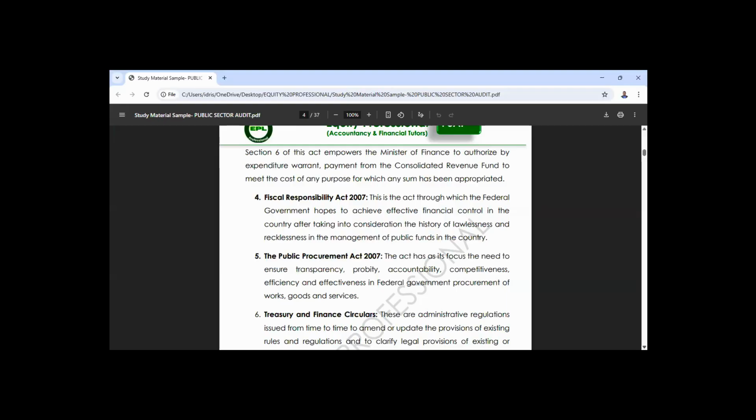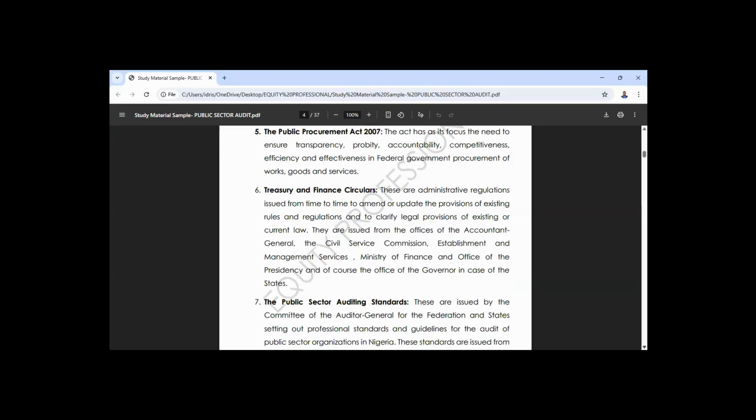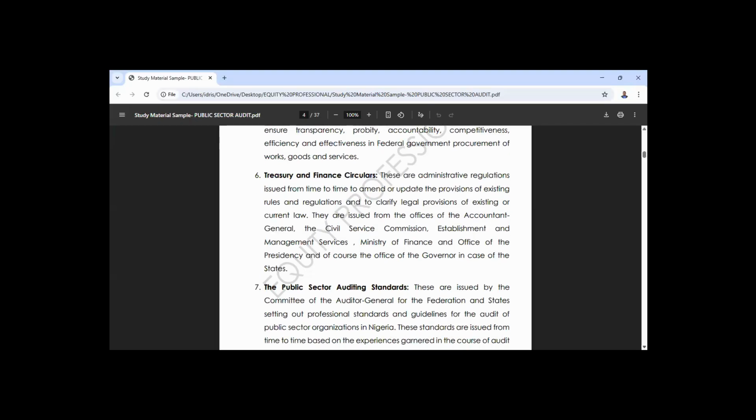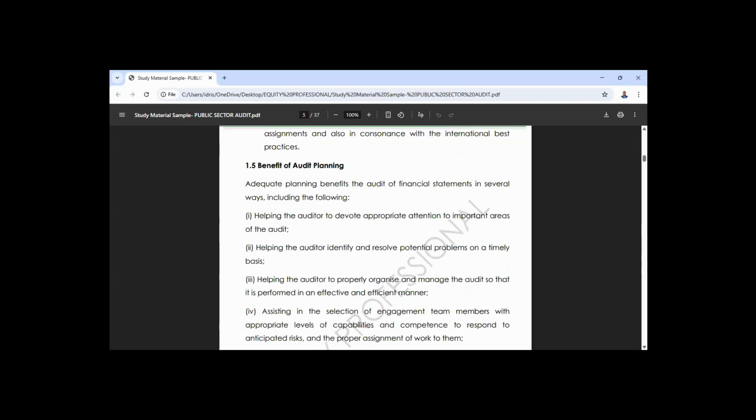We have another one called the Financial Circular. A Financial Circular, or Treasury Circular, is a memo issued from the Accountant General's Office or from the Ministry of Finance, sent to all ministries, agencies and parastatals, guiding them on how they need to prepare their financial statements and how they need to incur expenses from time to time. So all these are the legal and statutory frameworks of public sector audits.